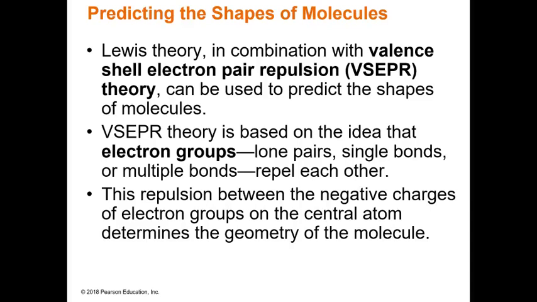To go beyond Lewis structures, we use VSEPR theory, valence shell electron pair repulsion. This theory helps us predict molecular shapes based on the repulsion between electron groups. These groups, whether lone pairs or bonding pairs, try to stay as far apart as possible.